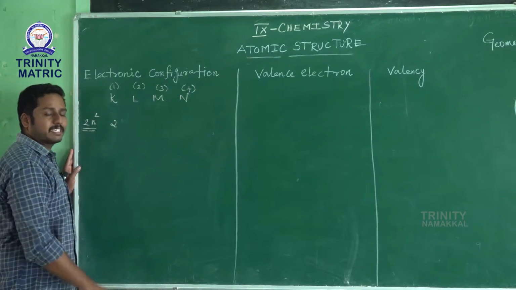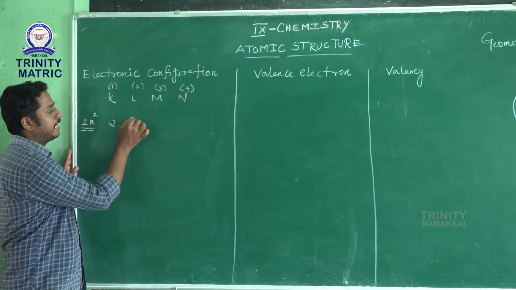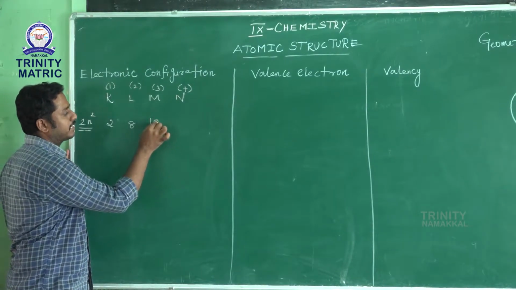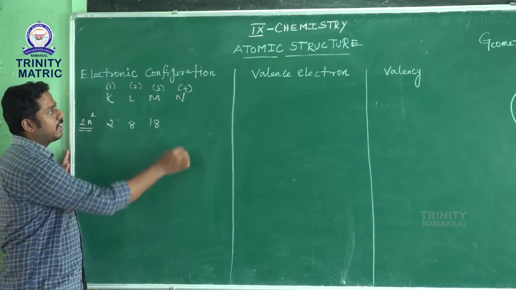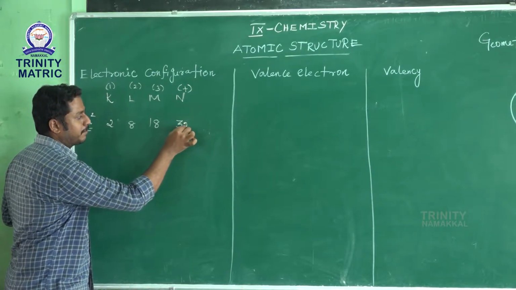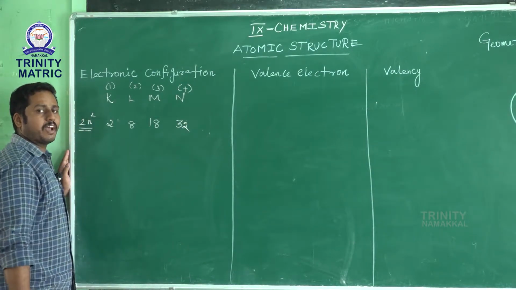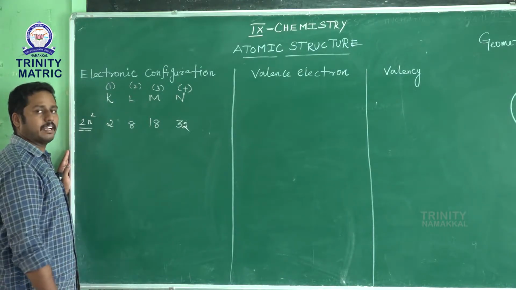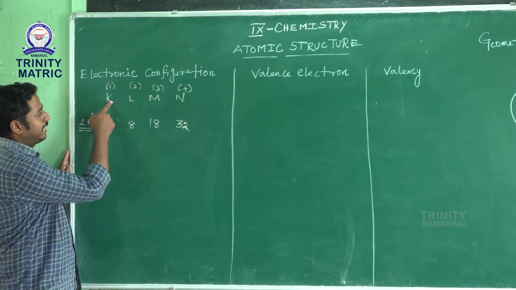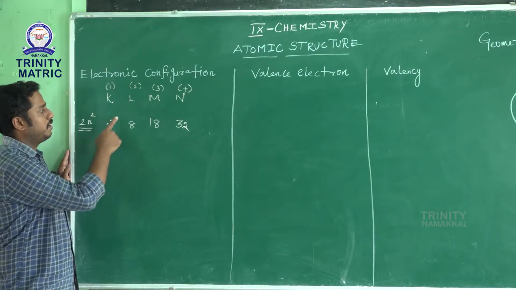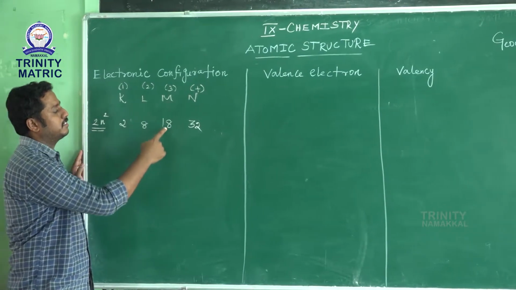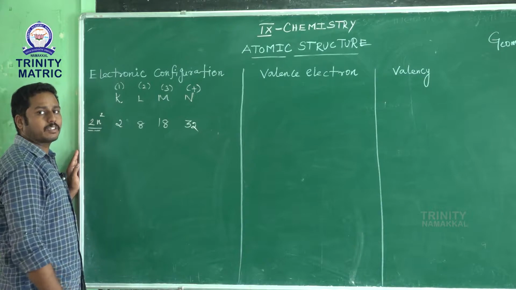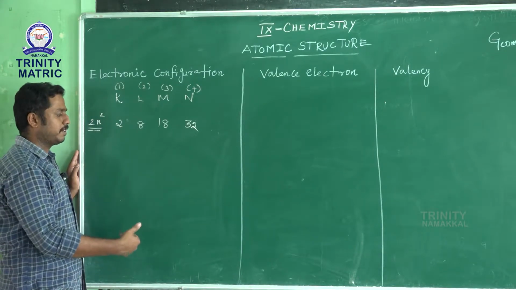K shell maximum capacity is 2, L shell maximum capacity is 8, M shell maximum capacity is 18 and N shell maximum capacity is 32. If you have any doubt, you can just see the previous video. You can easily understand this concept. So the maximum capacity of the K shell is 2, L shell is 8, M shell is 18 and N shell is 32.